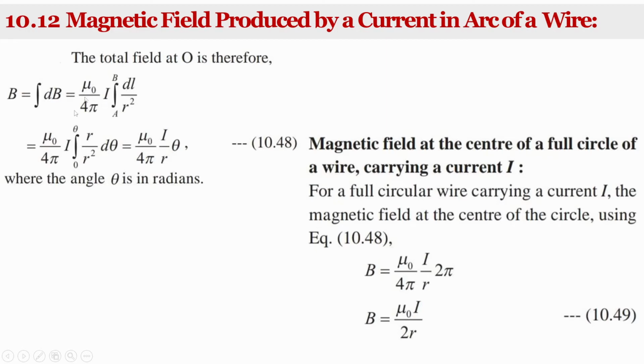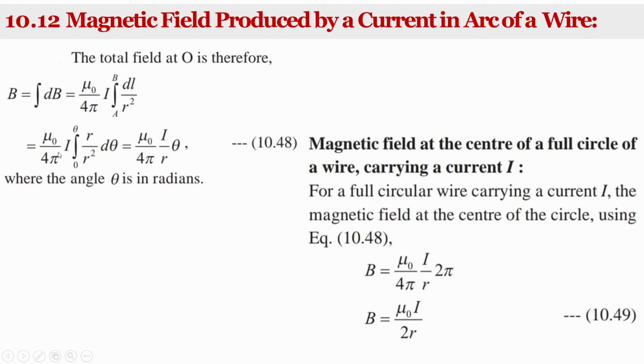Then the next step is mu naught upon 4 pi I integration, taken from 0 to theta. Then dl can be replaced by r into d theta. That is taken from the formula for d theta: d theta is equal to arc upon radius. Here the arc is the length dl of the small element and the radius is r. So dl is equal to r into d theta. That is the formula for angular displacement theta. So let us substitute dl equal to r d theta upon r square. So r square gets cancelled.